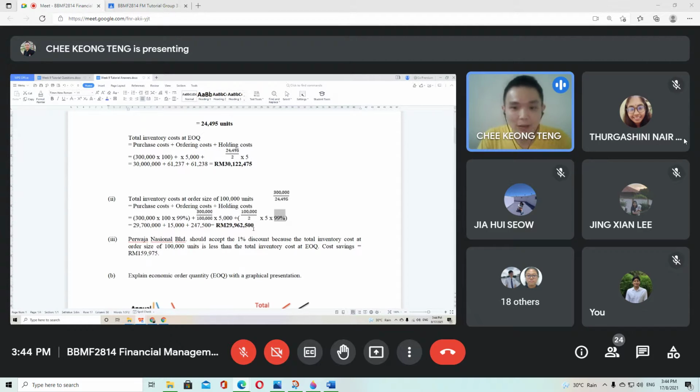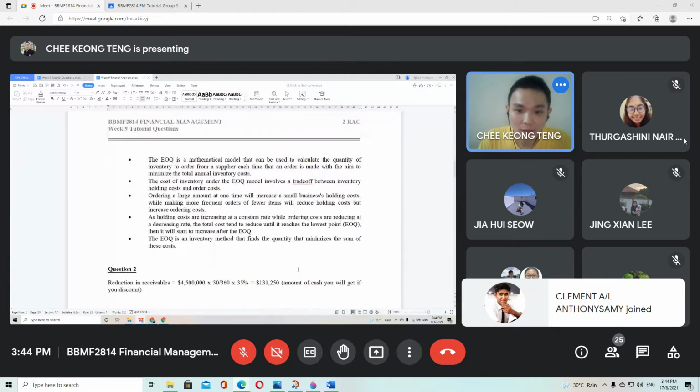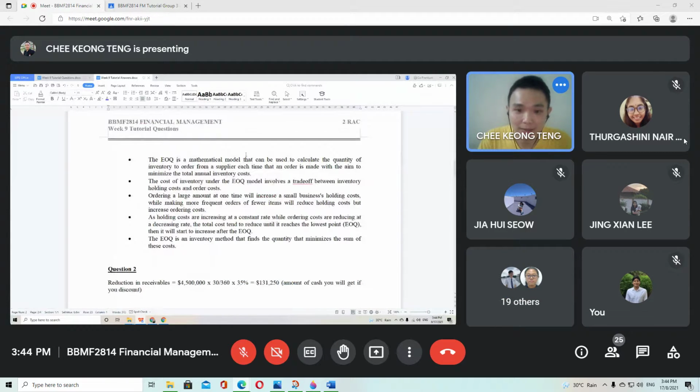So after that, we have calculated, if we take the discount, it is less than 30 million. So it's even cheaper. So we should take the discount. Should accept the discount. Okay, and with the graphical, all the answers are here. If you do not know how to explain because I talk too much, here will be the answer.